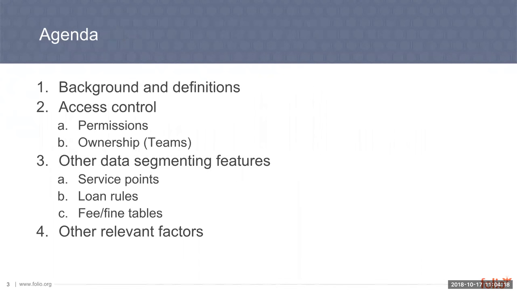All right, so what do I plan to cover? There's actually a lot of information in this deck. Much of it is in the appendix, and we'll share the link after the presentation so you can drill in and see what's in there. But we're going to start off looking at some background and basic definitions. Then we'll talk about access control, in particular permissions and the concept of ownership. Then we'll move on to other data segmenting features that are relevant to this question: service points, loan rules, fee fine tables, and wrap up with some other relevant factors.